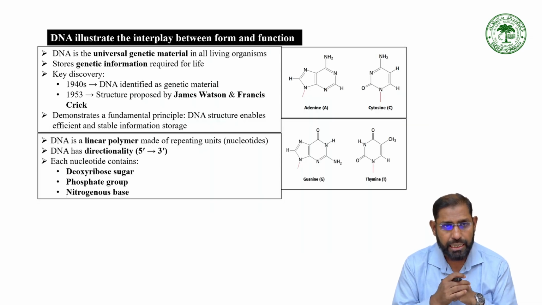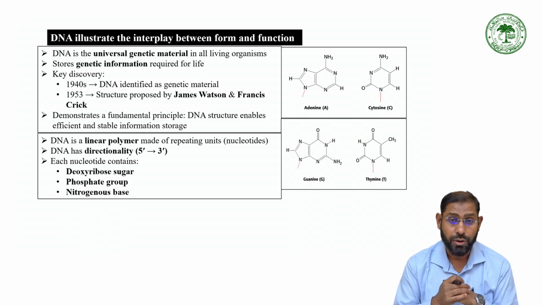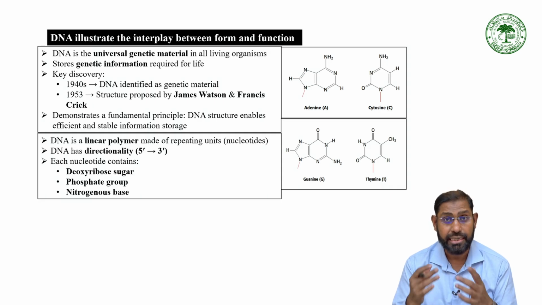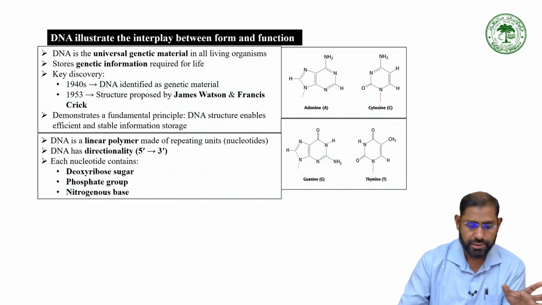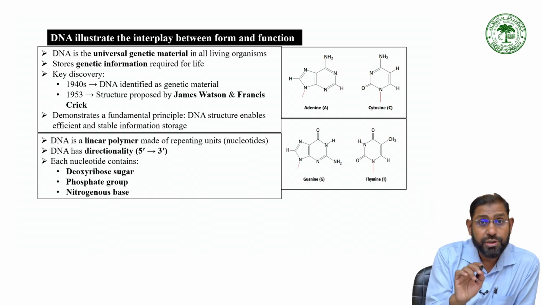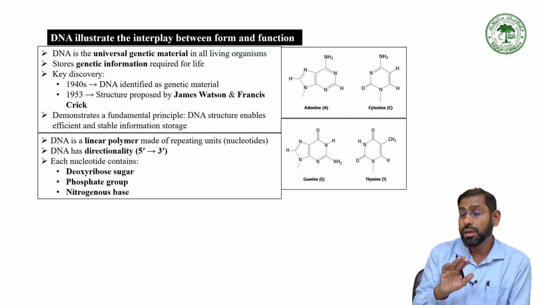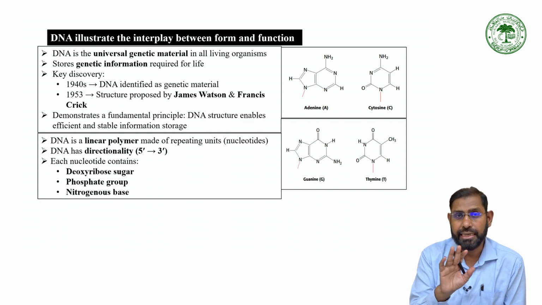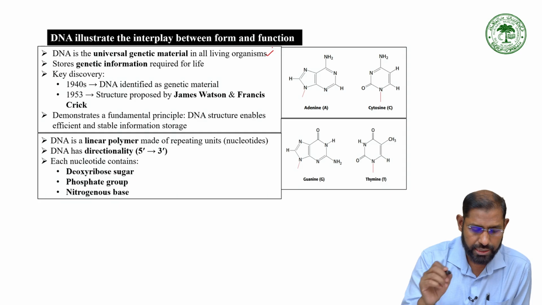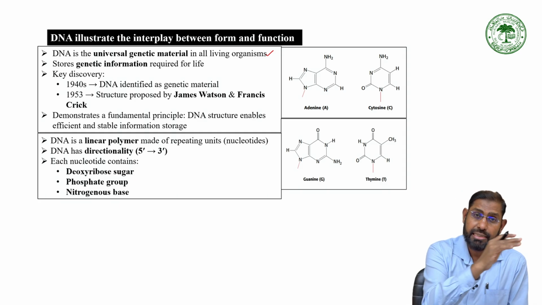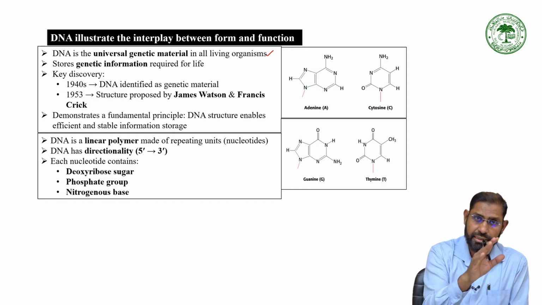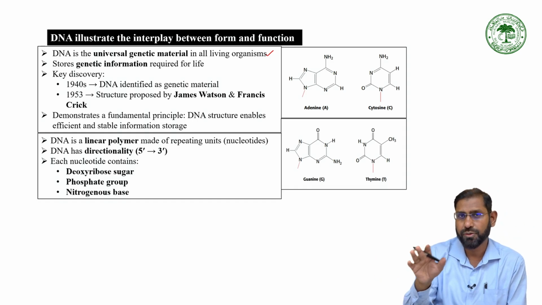Now, DNA is a very important molecule because it is the genetic material, and a very conserved, very stable molecule. We now discuss why this is an important molecule, illustrating the interplay between form and function. DNA is the universal genetic material in all living organisms. It stores the genetic information, meaning it is transferred from parents to offspring, and then from offspring to further offspring.